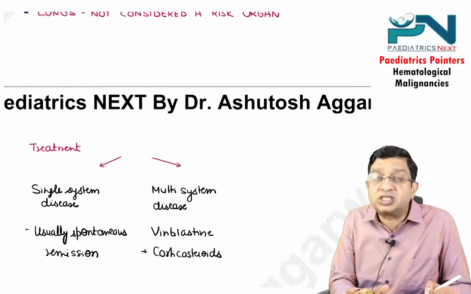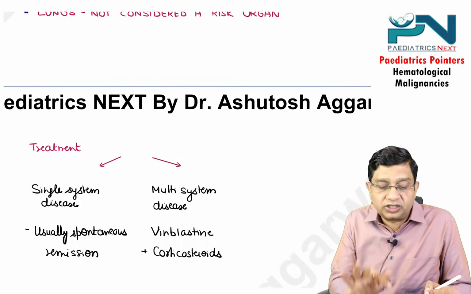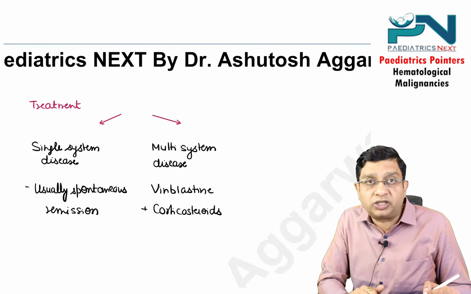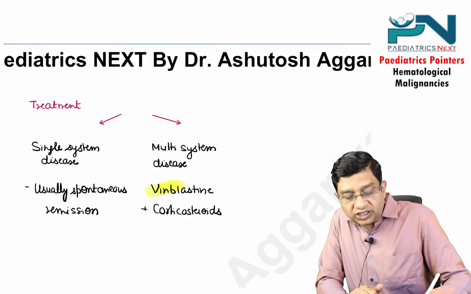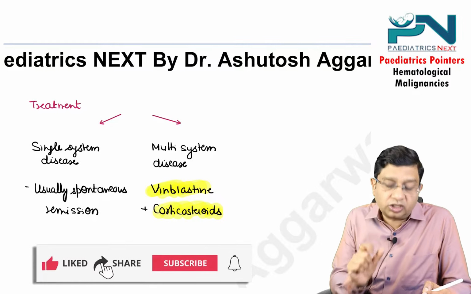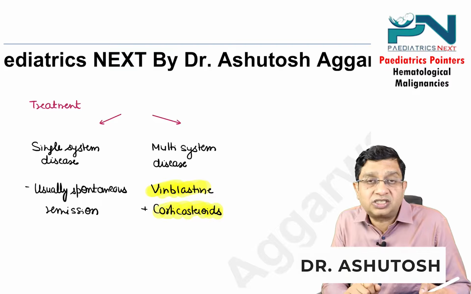Lungs are no longer considered to be a risk organ. Treatment, single system or multi-system: in single system, usually there is spontaneous remission, and in multi-system we give vinblastine plus corticosteroids. So this was in short regarding the hematological malignancies.